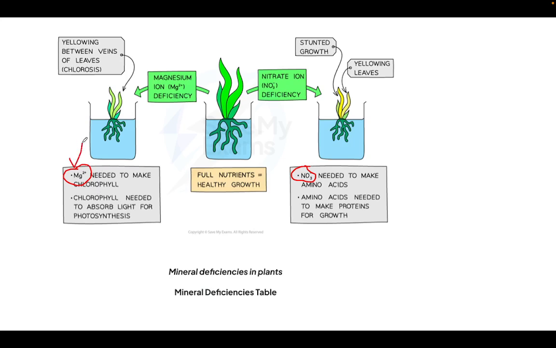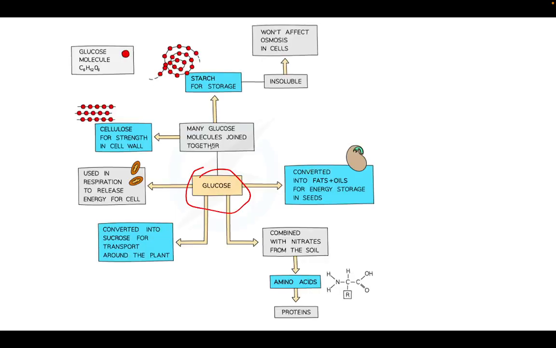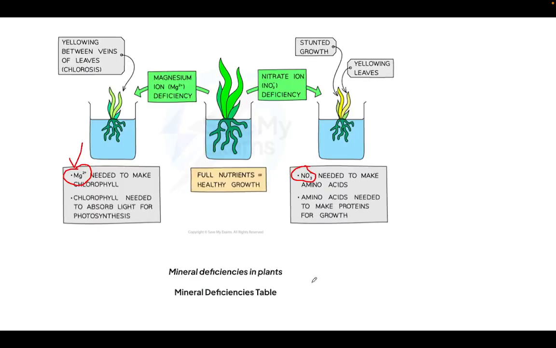You can also pause this video and write it. It's very important. Nitrates are needed to make amino acids. Remember, we saw that if you have glucose combined with nitrates, we have amino acids. That means without nitrates, a plant won't have amino acid, so this mineral is very important. Amino acids are needed to make proteins for growth. That means a plant without nitrates won't grow very well, because there won't be proteins to help it grow.